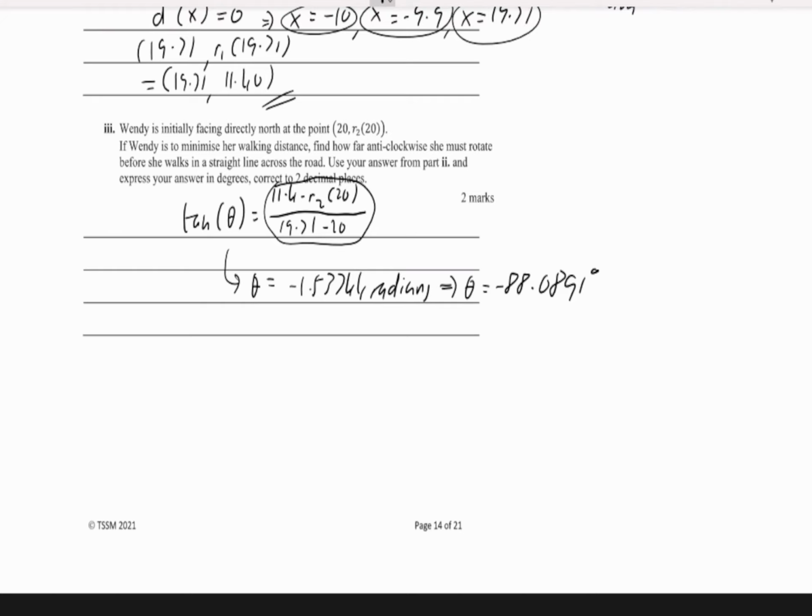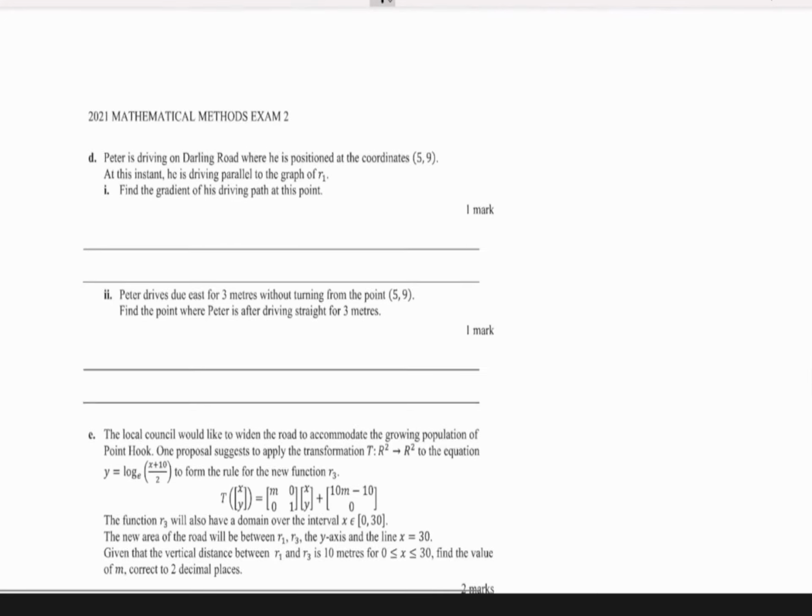And for the amount she has to rotate before she walks in a straight line, you'd have to subtract this from 90 degrees, and that will give you 1.91 degrees, because she's already facing north and she has to angle herself westwards. That's why you have to subtract it.